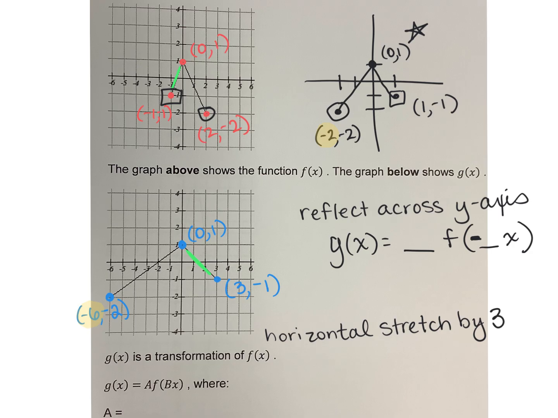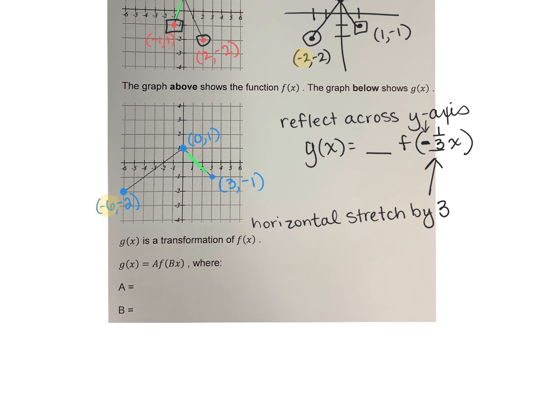So in order to do a horizontal stretch by a factor of 3, remember these work and you have to talk about the reciprocal of this. So a number of 1/3 up here means that I have a horizontal stretch by 3. And then, of course, the negative is because you have a reflection over the y-axis. So this would mean that A is 1, and B would be the number negative 1/3.